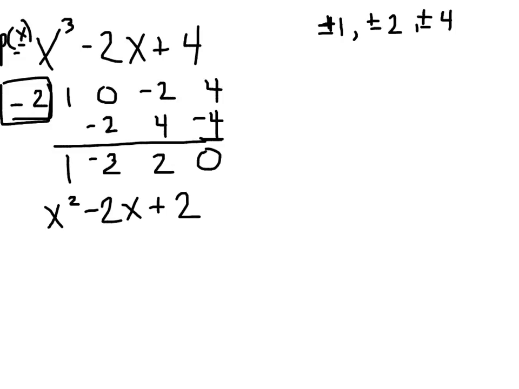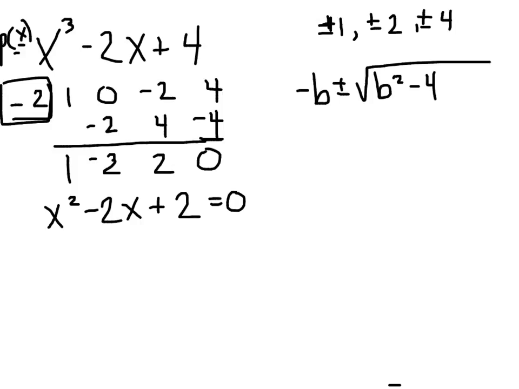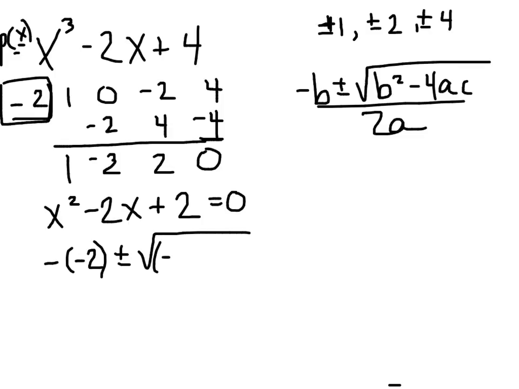When I have a quadratic, if I can't readily factor it, like if I notice that it doesn't factor right away, I always just use the quadratic formula, which again is negative b plus or minus the square root of b squared minus 4ac, all over 2a. In this case, our b is negative 2, so I'm just inserting those numbers. Oops, I almost forgot the squared there. And then a is 1 and c is 2.